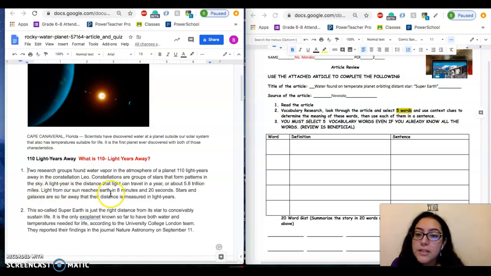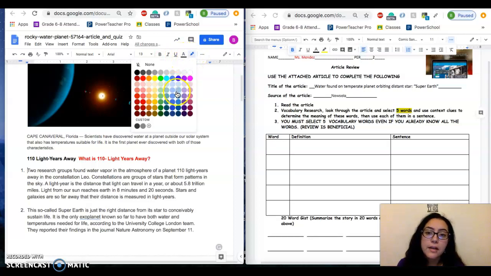Light from our sun reaches Earth in 8 minutes and 20 seconds. Stars and galaxies are so far away that their distance is measured in light years. Makes sense. If you're ever a Star Wars or any space science fiction fan, you always hear them say, oh, that's so-and-so light years away. Okay. So let's go back to the first paragraph.